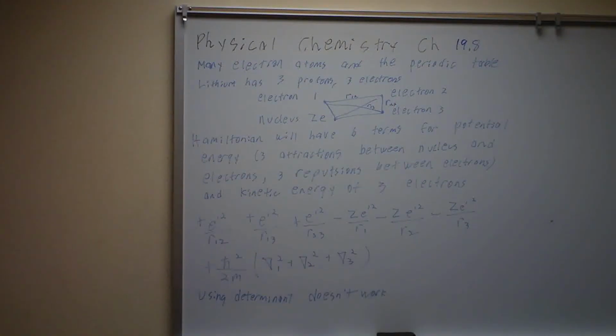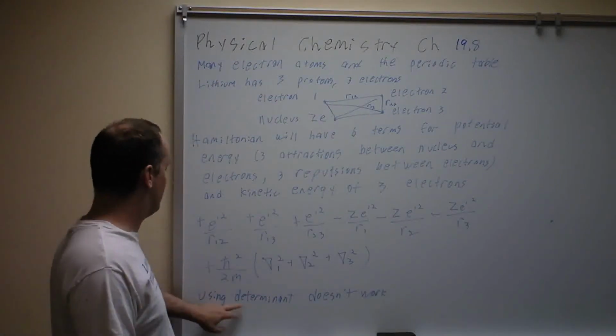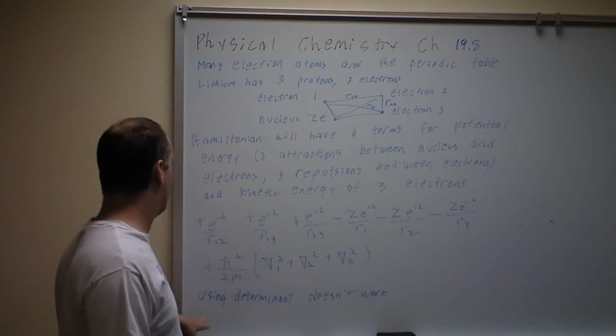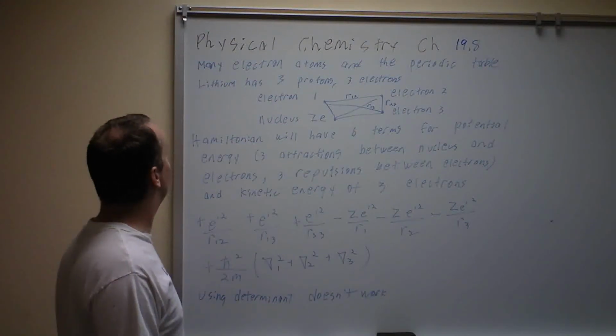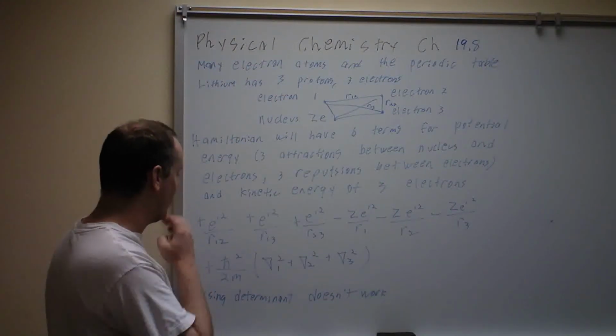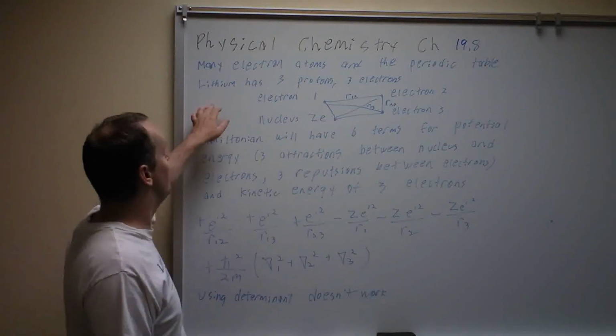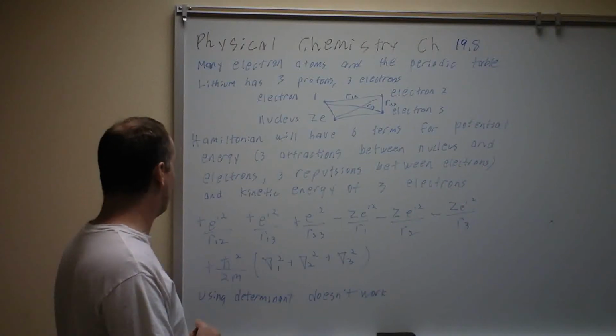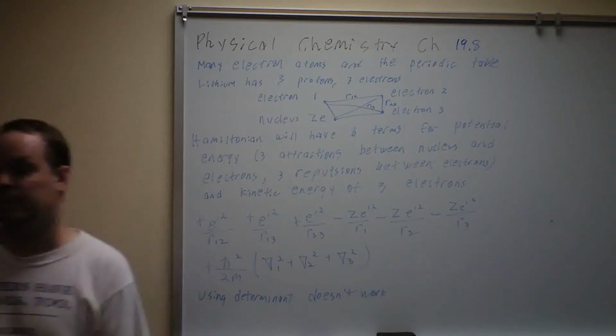Oops, I forgot to mention too, remember with helium, to get this to work, we made the matrix and we solved it using a determinant. It turns out that only works because it had a pair of electrons. With lithium, we have 3 electrons. Making a matrix like that and finding the determinant is not going to help us any.